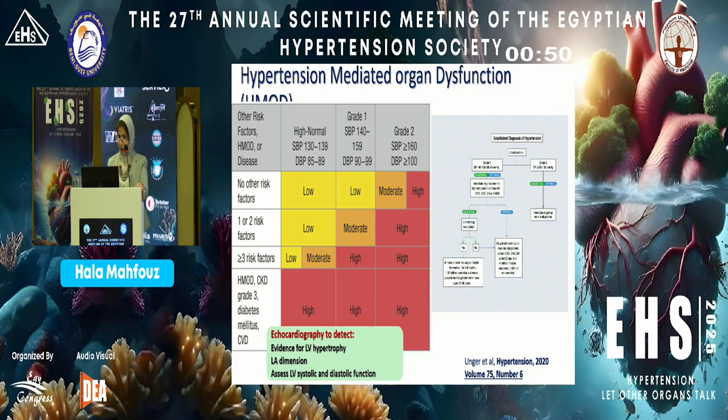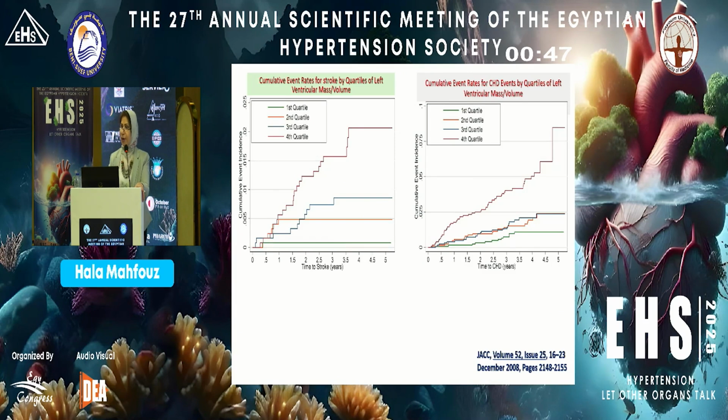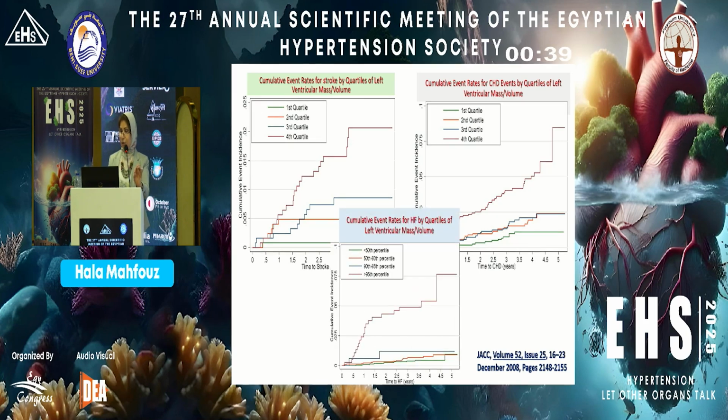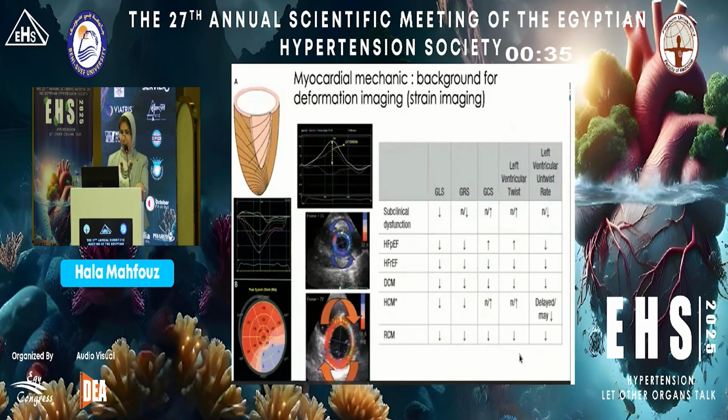to pharmacologic therapy. In fact, there is a very good relationship between the ventricular mass and the volume and the incidence of stroke, the incidence of heart failure, and the incidence of coronary artery disease.